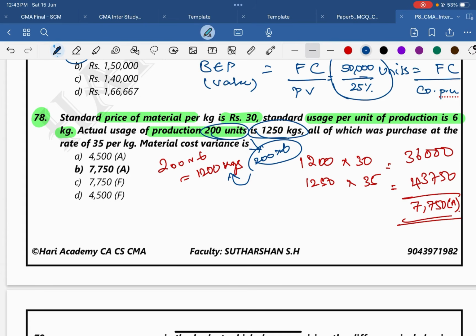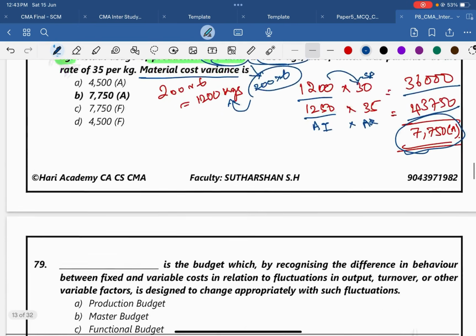So they are asking material cost variance. From 1200 you will multiply with the standard rate. This is the actual input into actual rate. If you multiply, you will get 36,000 over here. You will get 43,750. If you subtract over here, you will get 7,750 adverse.